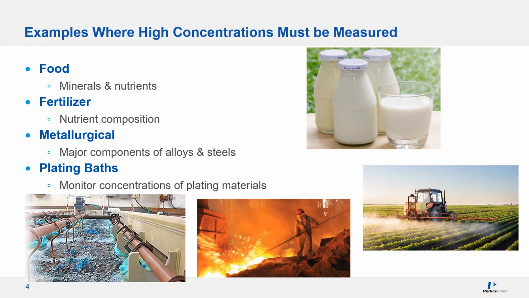If we go into metallurgical analysis, the major components of alloys and steels must also be known. If these concentrations are not measured accurately, then the unique composition of the alloy or of the steels will be lost. Another example is in plating baths. When we're looking at plating solutions, the concentration of plating materials must be known, because over time you have to know when to regenerate the plating baths. So these are just a few examples, many more exist though.